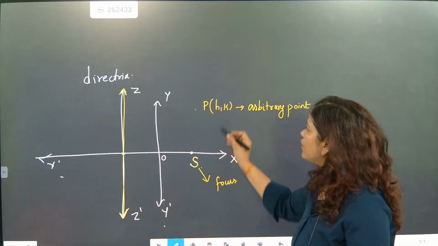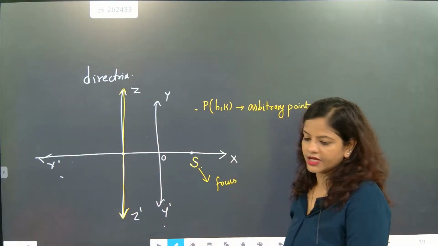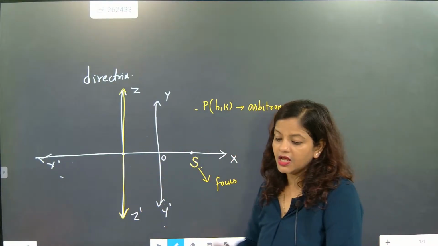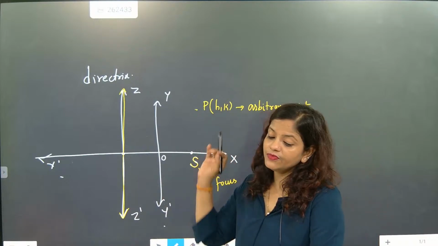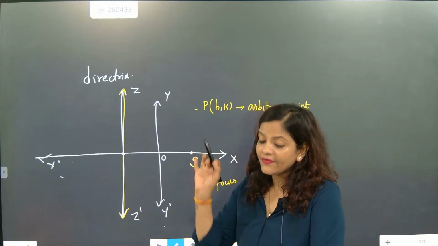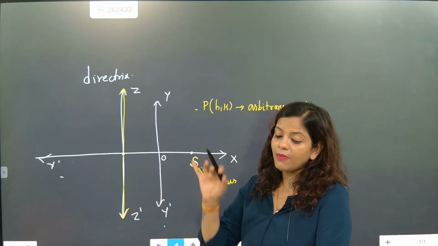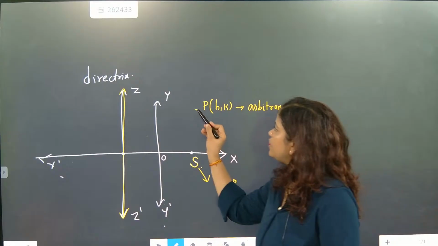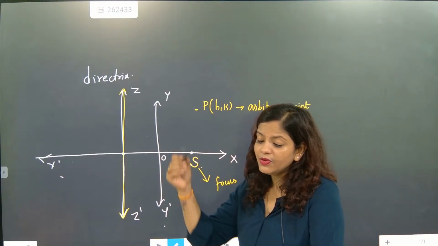Understood? So if I draw a parabola, in that parabola this point will be there. If I draw an ellipse, in that ellipse this point will be there. If I draw a hyperbola, every time this arbitrary point will be there. This arbitrary point is a point on the circumference of the curve. This is the most important thing: the arbitrary point is present on the curve and keeps moving on the curve.